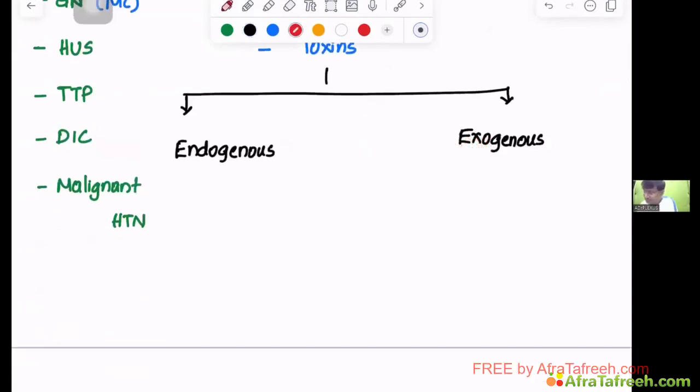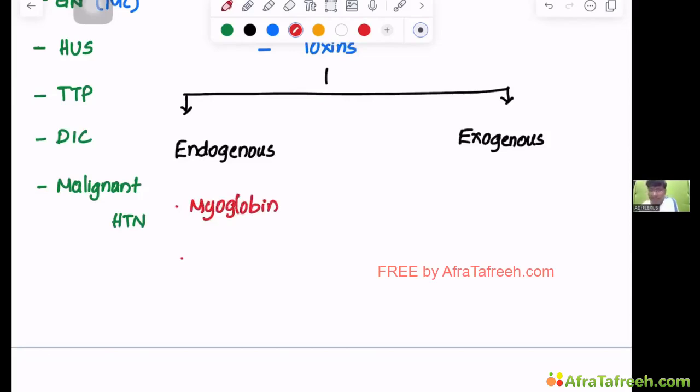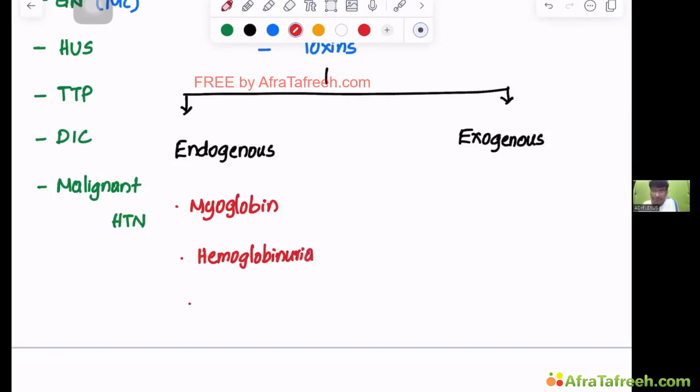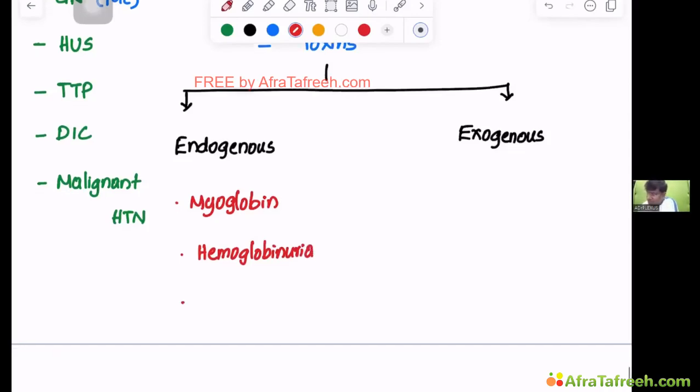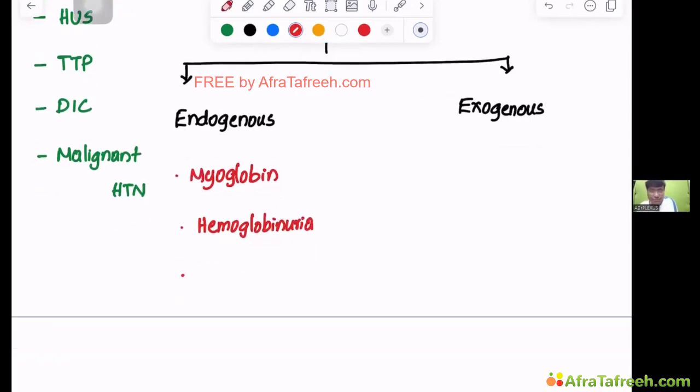And these toxins are like, I said, in the crush injury, whenever there is rhabdomyolysis, what is the substance that will be released into the circulation? That is myoglobin. So this myoglobin, when it is passing through the renal tubule, can cause damage to the renal tubule, causing acute tubular necrosis. Next, in hemolysis, that is hemoglobinuria, where an excess amount of hemoglobin is released into the circulation, passing through the tubule, causing damage to the tubule.